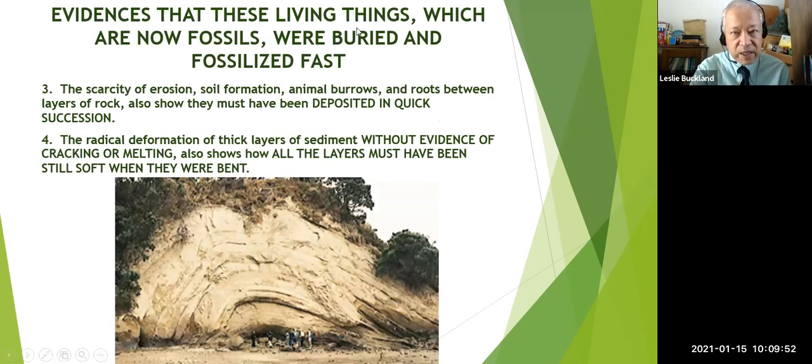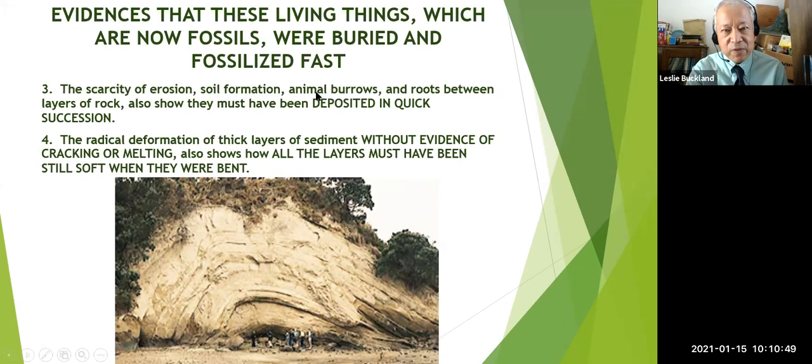Here are some more evidences that these living things, which are now fossils, were buried and fossilized fast. There is hardly any evidence of erosion. In order for erosion to take place, you will have to have some period of time passing to allow the wind or water to make a significant removal of soil. But you hardly find that between one rock layer and another. Also, there is hardly any sign of soil formation. In order for soil to form, you will need some time to pass. But there is hardly any evidence of soil formation between one rock layer and another.